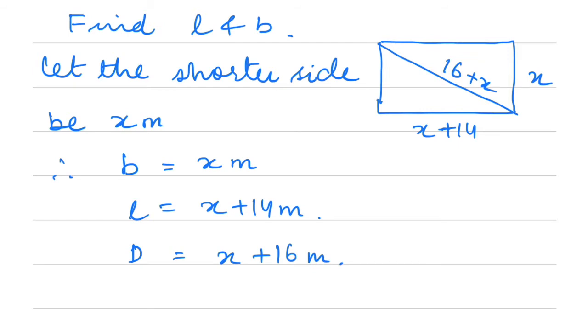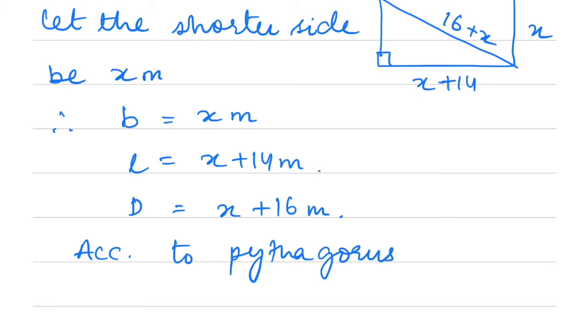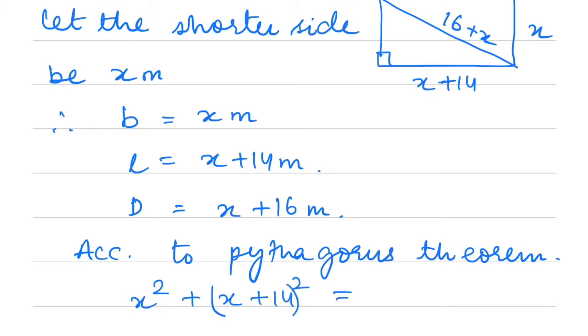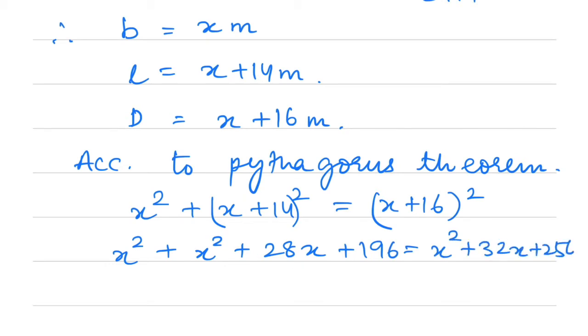So I know it is a rectangle, so it will be a 90-degree angle here. So according to Pythagoras theorem, we have x square plus (x plus 14) whole square is equal to (x plus 16) whole square. So we have x square plus 28x plus 196 is equal to x square plus 32x plus 256.